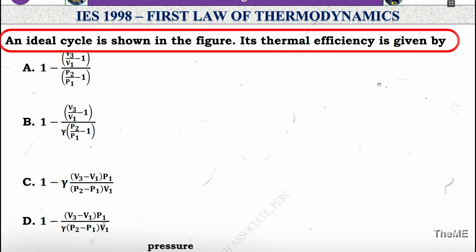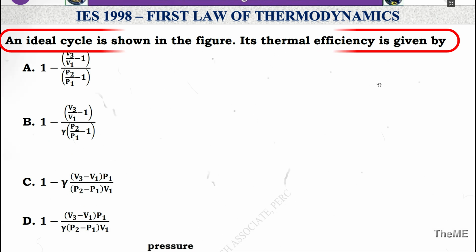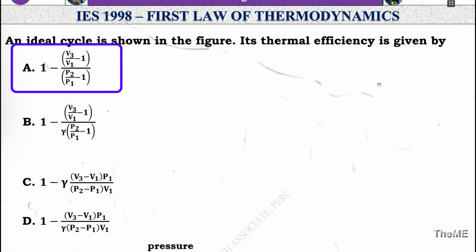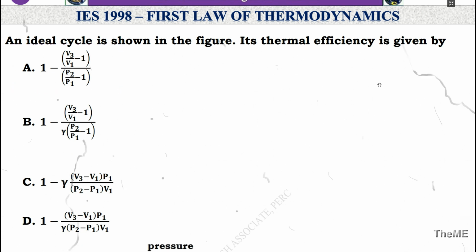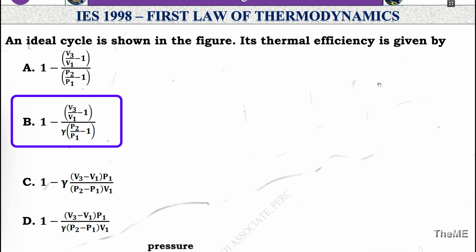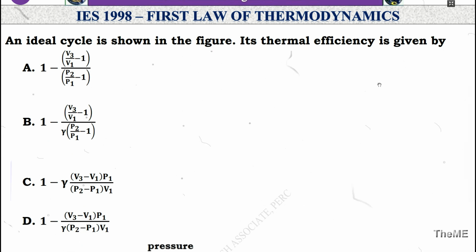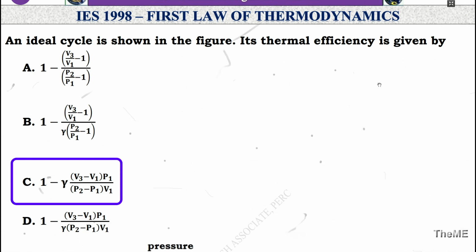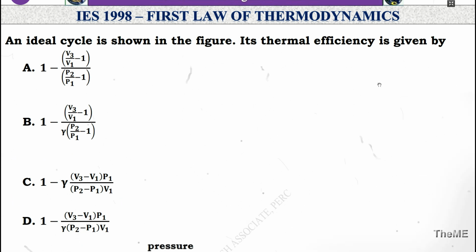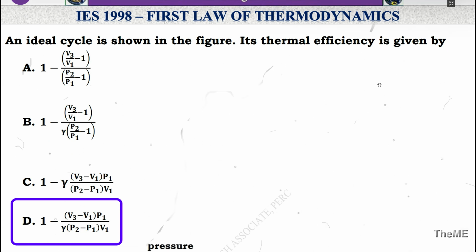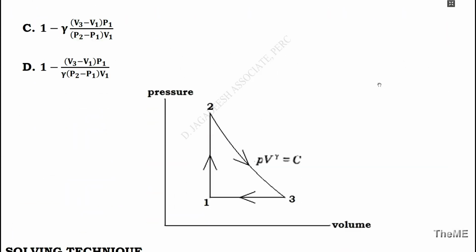An ideal cycle is shown in the figure. Its thermal efficiency is given by: Option A, 1 minus (V3/V1 minus 1) divided by (P2/P1 minus 1). Option B, 1 minus (V3/V1 minus 1) divided by gamma into (P2/P1 minus 1). Option C, 1 minus gamma into (V3 minus V1) into P1 divided by (P2 minus P1) into V1. Option D, 1 minus (V3 minus V1) into P1 divided by gamma into (P2 minus P1) into V1. Now look carefully at the PV diagram.